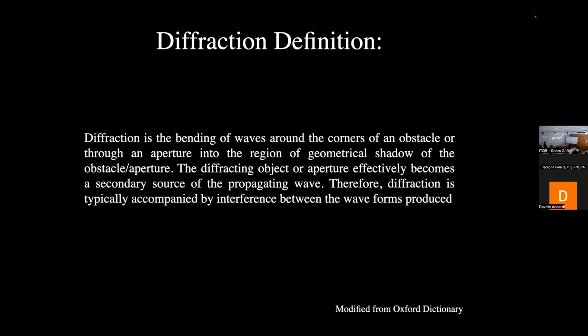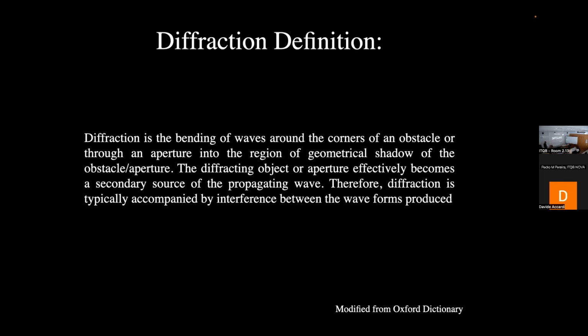definition of diffraction that I modified from the dictionary. Diffraction is the bending of waves around the corners of an obstacle or through an aperture into the region of geometrical shade of the obstacle or aperture. And we saw this. It's true. It's the bending of light.